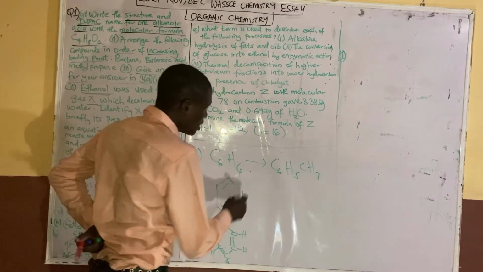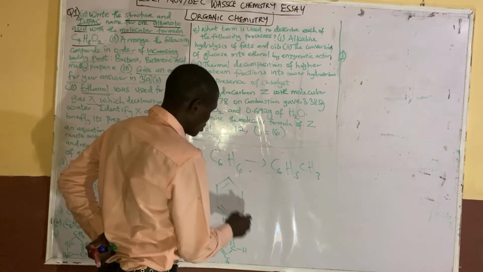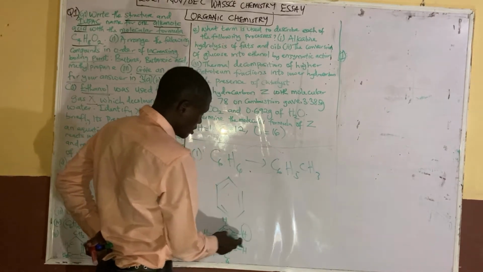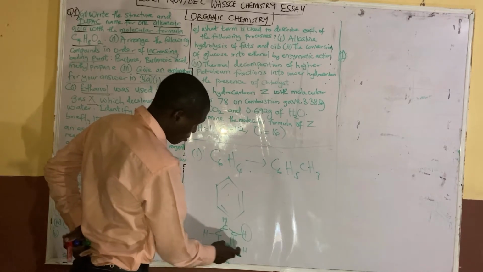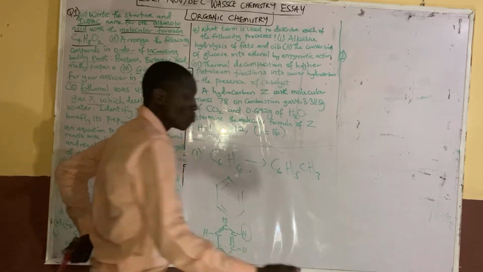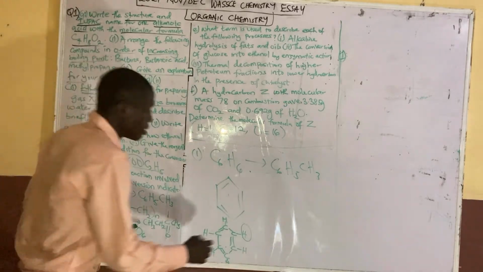Now, what happened here is a substitution reaction. We have replaced one of these hydrogens, you can see 1, 2, 3, 4, 5, 6. One of these hydrogens has been replaced, has been substituted with a methyl group.